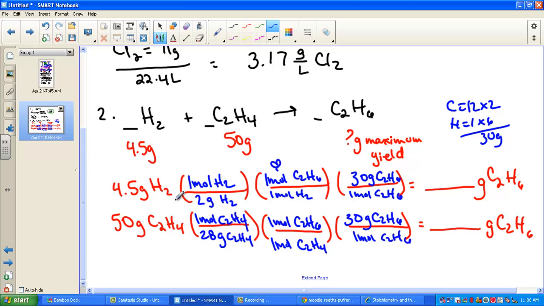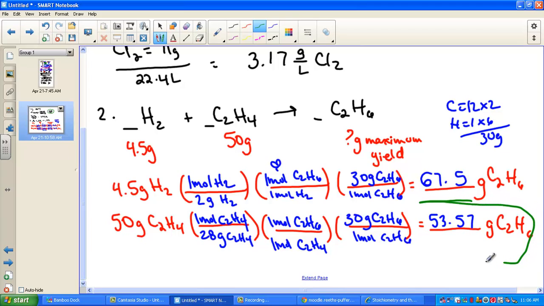I'll start with a hydrogen line first. 4.5 grams divided by the molar mass of 2, times 1 over 1, times 30. And this comes out to be 67.5 grams, choice number 1. Let's start with the second line. 50 grams of the first reactant divided by 28, times 1 over 1, times 30. And here we get 53.57. Okay, so now I know I can only make as much as the smaller of my two answers.